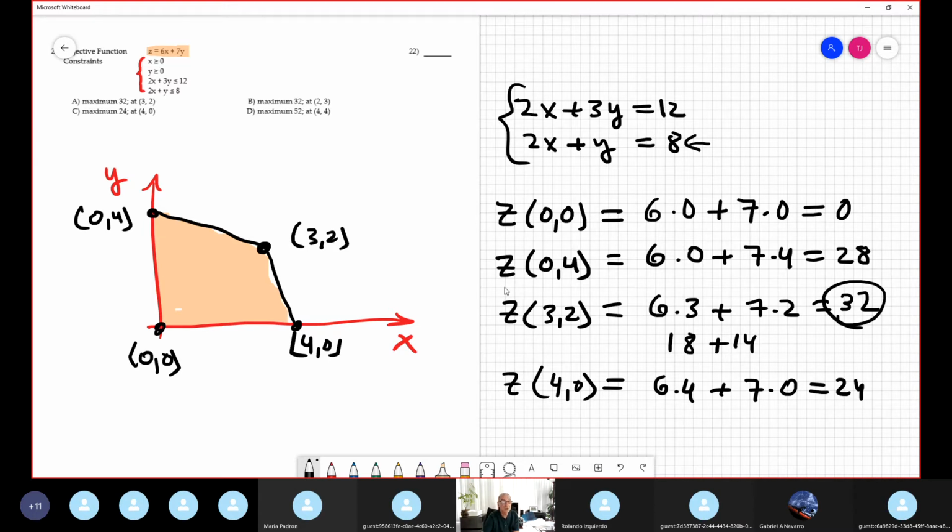Look here, like the option B, maximum 32 at 3,2 is this. Sorry, not this. Okay. Do you understand this very well? Yes. Let's see decimal, and that's it. This is the classical example you see in the test.